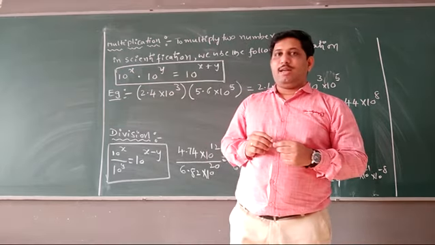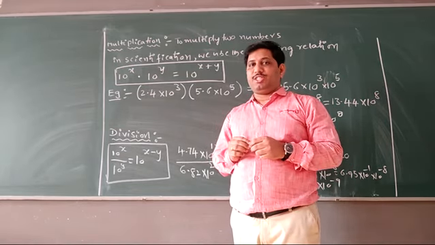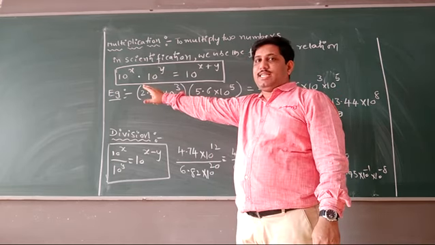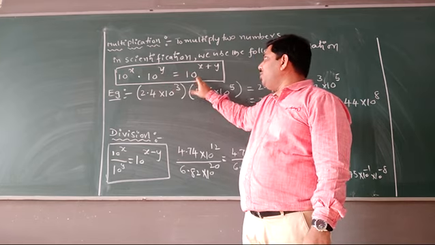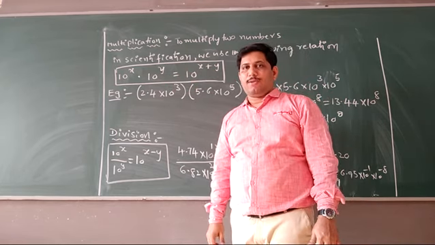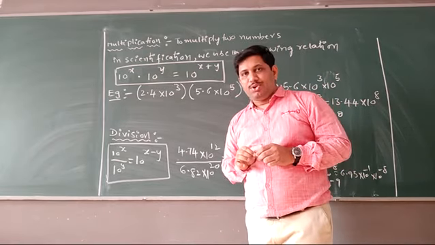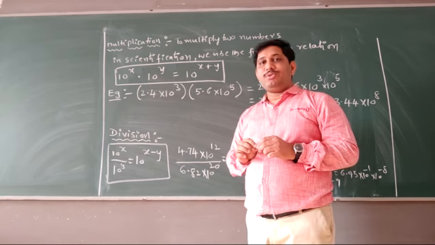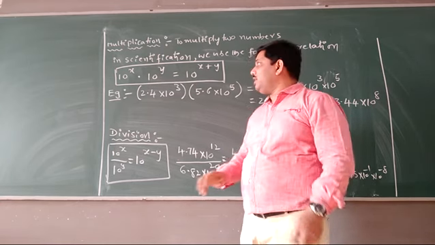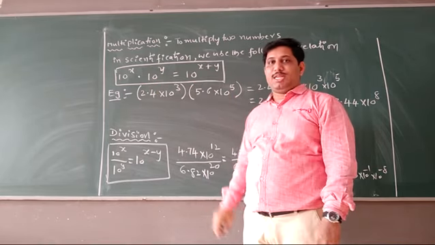To multiply numbers in scientific notation, we are using the following formula, that is 10 to the power of x into 10 to the power of y is equal to 10 to the power of x plus y. Once again, students, to multiply two numbers in scientific notation, we use this relation: 10 to the power of x into 10 to the power of y is equal to 10 to the power of x plus y.